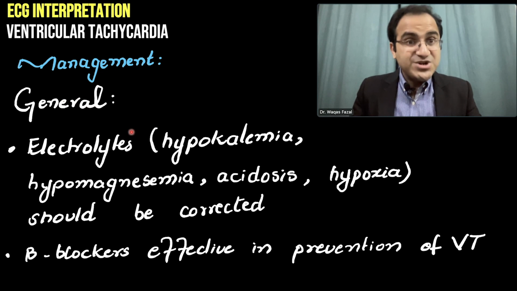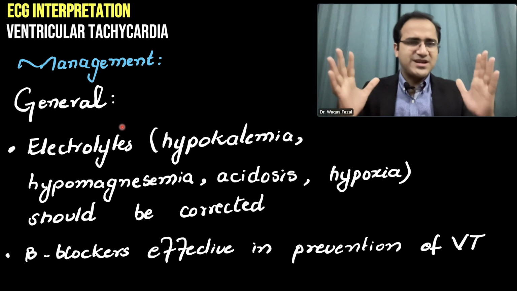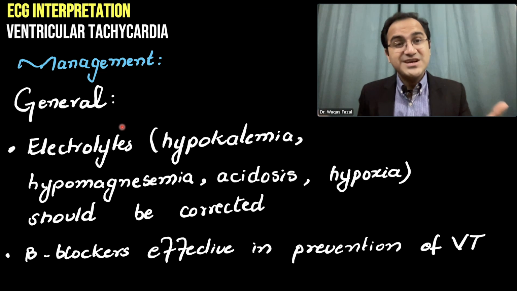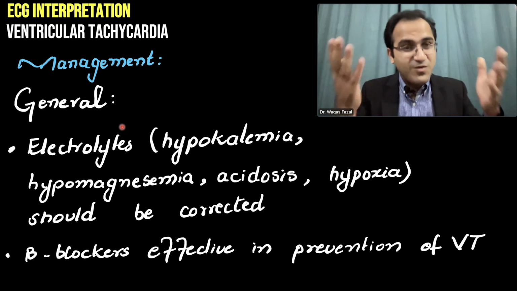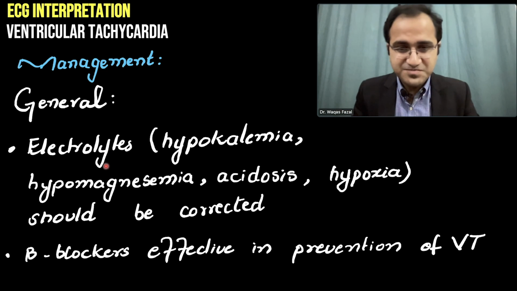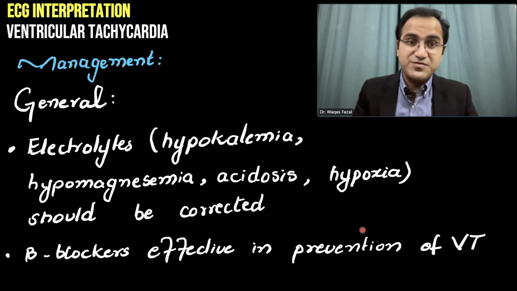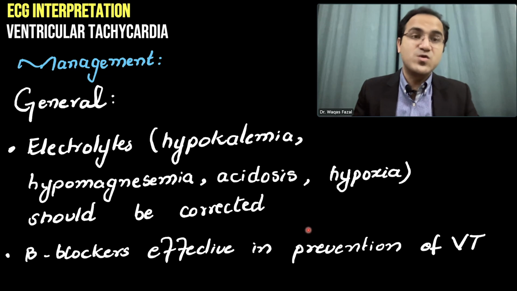General measures include correction of electrolytes. Remember, in all arrhythmias, always correct electrolytes. The very basic thing is to correct the electrolytes, because many times these electrolyte abnormalities are causing arrhythmias and you are looking for the big causes while you are missing out the very basic things. Hypoxia should be corrected, acidosis should be corrected, hypomagnesemia, hypokalemia should be corrected. Beta blockers are effective in prevention of ventricular tachycardia. If the patient is developing non-sustained VT, beta blockers can be given to control the ventricular tachycardias.